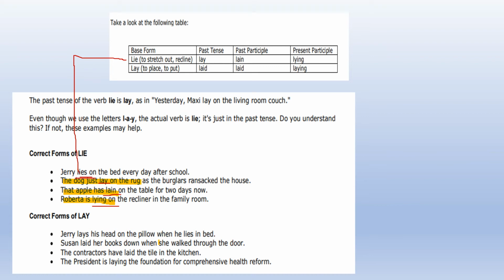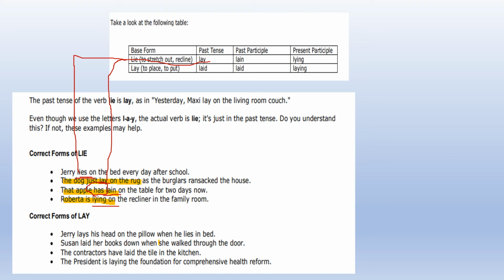Now, if you say over here lie, the second form of lie is lay, past tense. Okay, and the apple has lain on the table for 2 days now. Now has lain, because lie, lay and lain. The third form is lain. When you use the third form, you have to have a helping verb. So we are using the helping verb of present perfect tense, has.